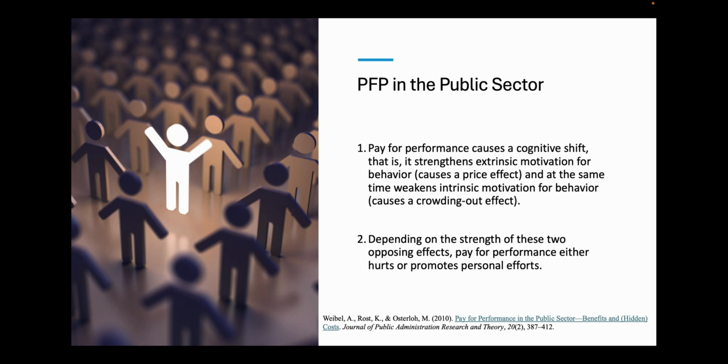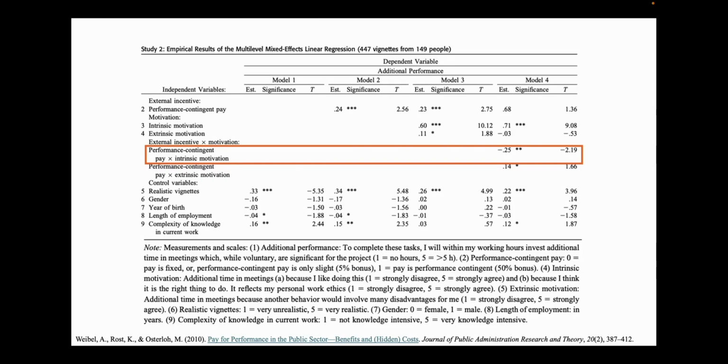So for the price effect, if you pay higher, then you simply expect a higher level of performance, while simultaneously, if we are looking at intrinsic crowding out effects, that means if you pay higher, that can actually negatively impact employees' performance, right? So pay for performance can either hurt or promote personal efforts, personal performance in the public sector. So what is the evidence?